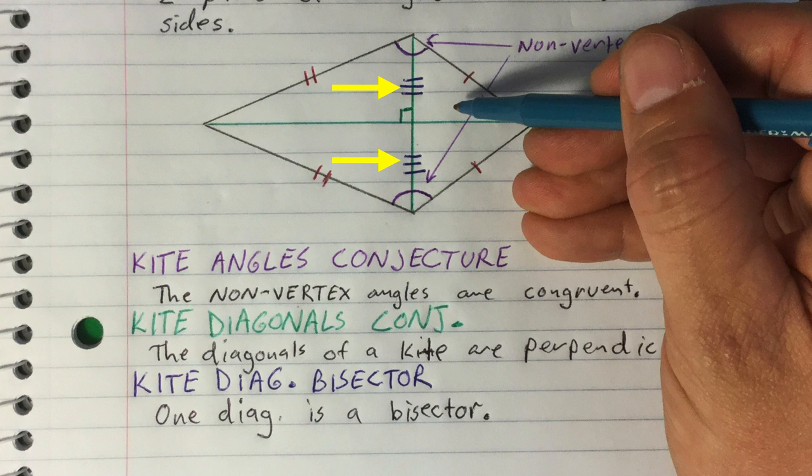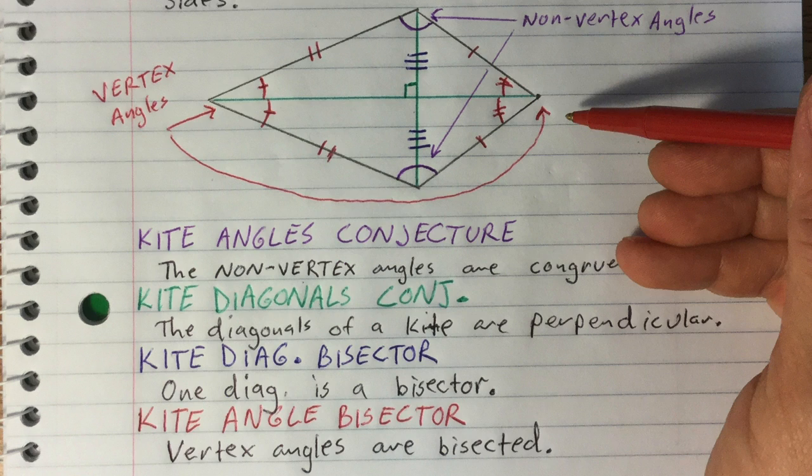And then the last conjecture you should have in your notes is the kite angle bisector conjecture. And that one says that the vertex angles of a kite are bisected. So it tells me that that angle is bisected, so they make two congruent parts. And likewise, over on the other side, we have the other vertex angle bisected.